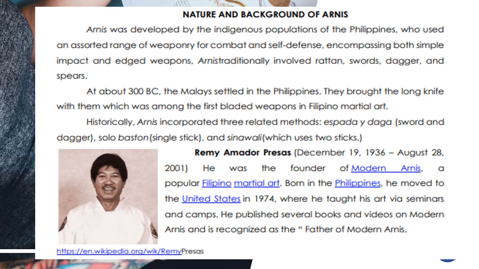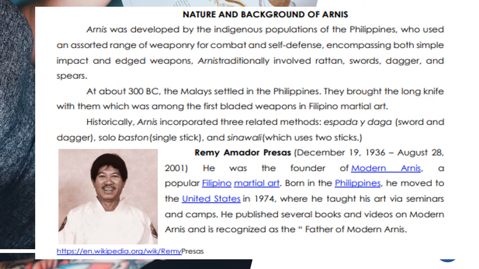About 300 BC, the Malays settled the Philippines. They brought the long knife with them, which was among the first bladed weapons in Filipino martial arts. Historically, Arnis incorporated three related methods: espada y daga, sword and dagger; solo baston, or single stick; and sinawali, which uses two sticks.